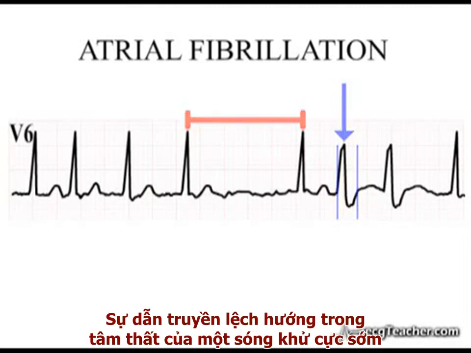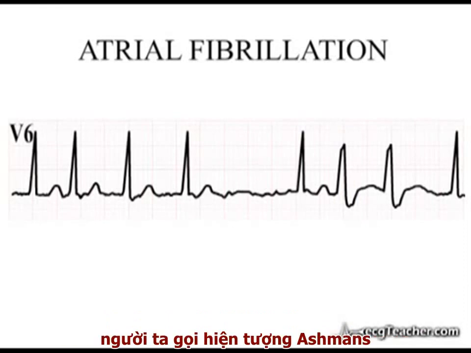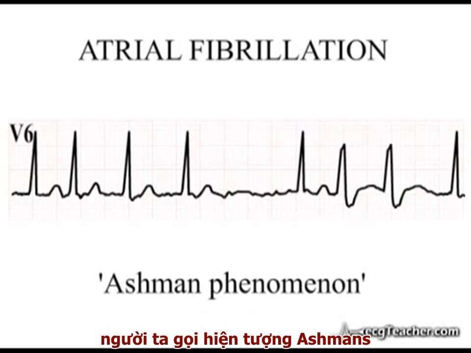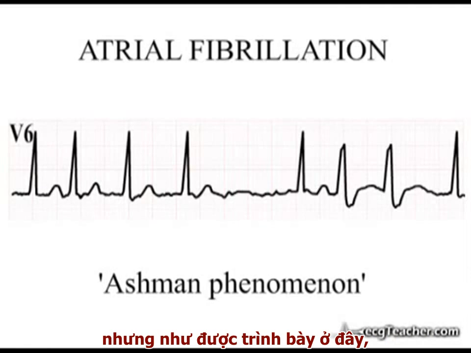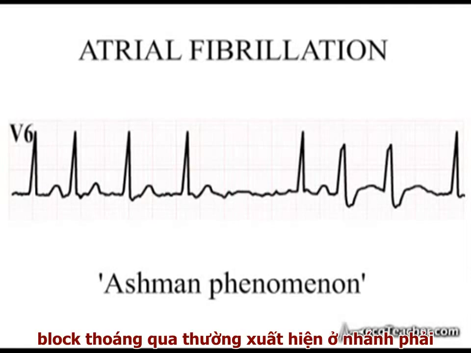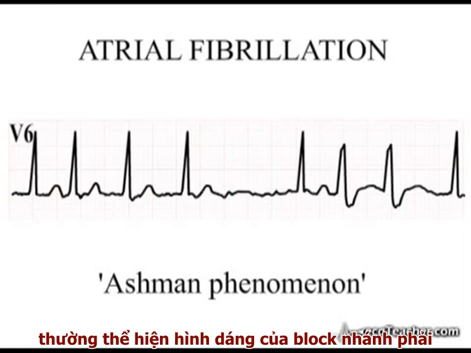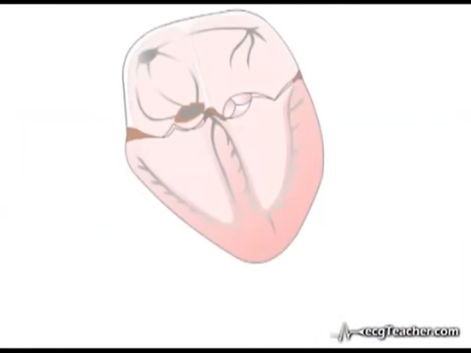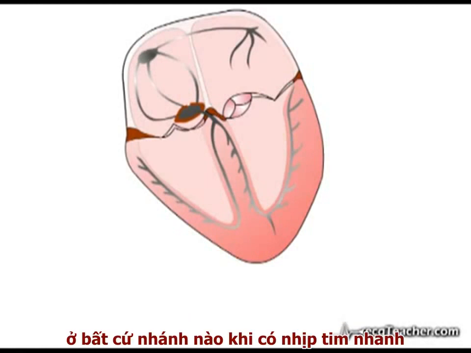Aberrant ventricular conduction of an early depolarization wave following a long RR interval in atrial fibrillation is termed Ashman's phenomenon. Although this may affect either bundle branch, as shown here, the transient block usually occurs in the right bundle, and the aberrantly conducted complex therefore usually demonstrates a right bundle branch block morphology. A transient failure of conduction can also develop in either bundle branch in response to elevation of the heart rate.